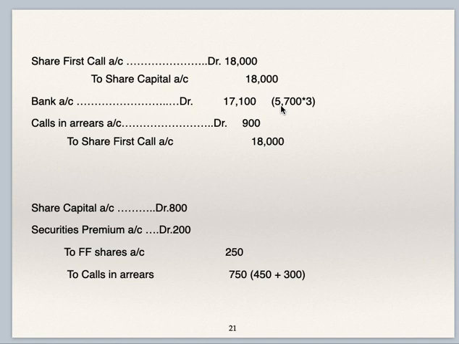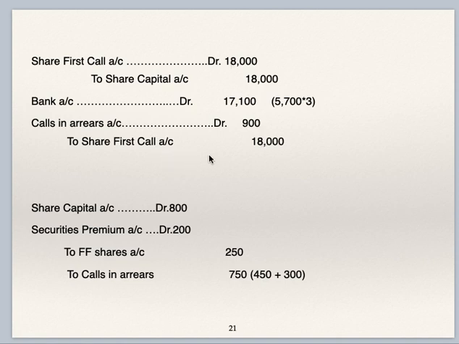So 6,000 minus 300, on 5,700 shares they have received money at the rate of 3. So bank account debit 17,100, calls in arrears account debit 900, 300 into 3. To share first call. Share first call gets closed here.